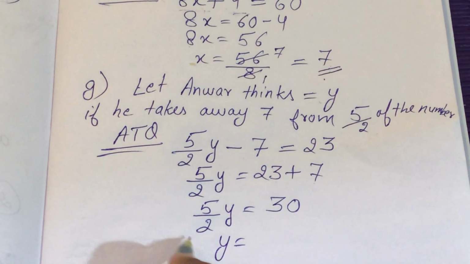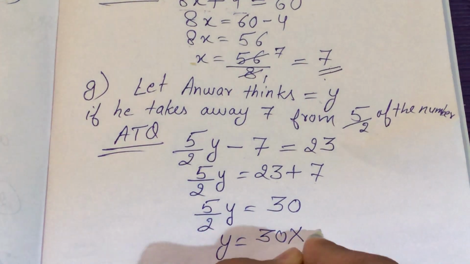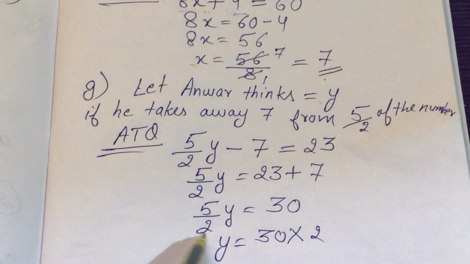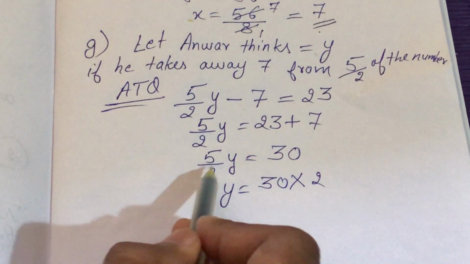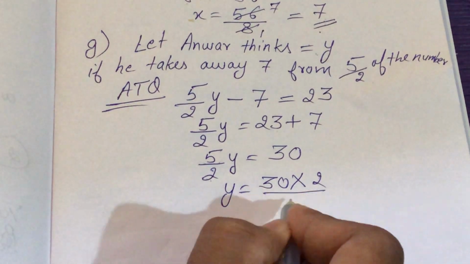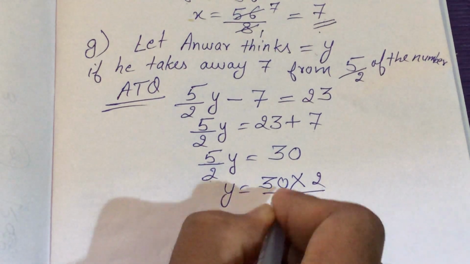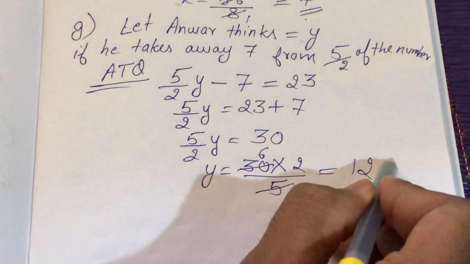So y will be equal to how much? See, this 2 is in division, so it will go to the multiplication part. 30 multiplied by 2, and this 5 is in multiplication, so it will come to the division. 5 1 ja, 5 6 ja, that means y, the value you are getting, is 12.